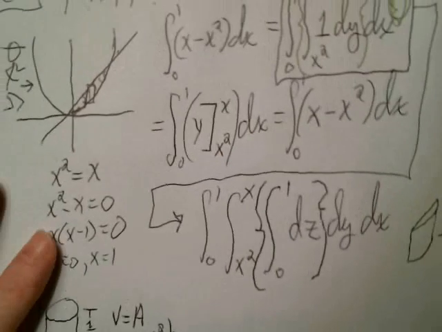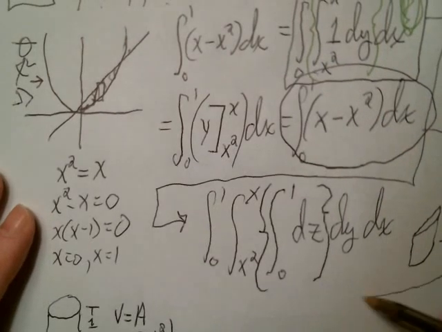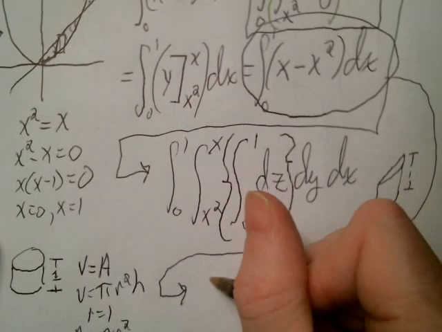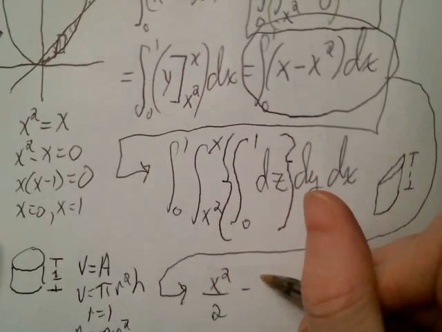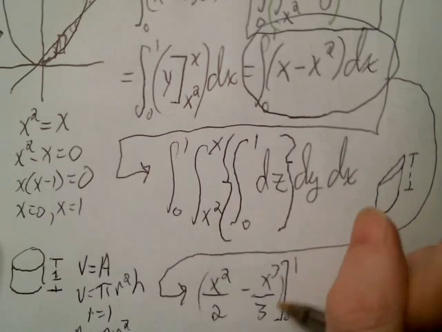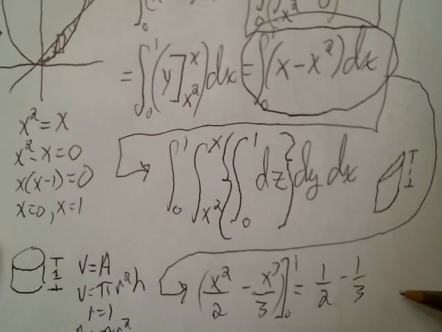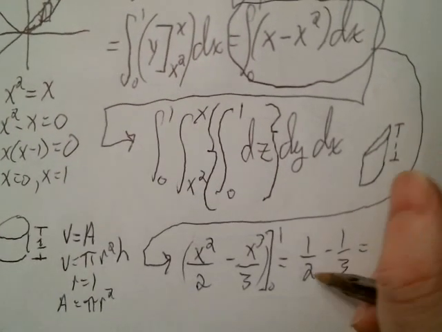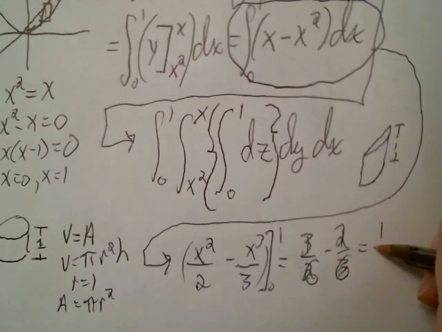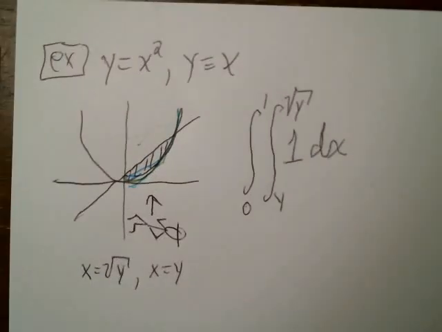So let's take this guy here and actually integrate the thing. So I'd get x squared over 2 minus x cubed over 3 from 0 to 1, which is 1/2 minus 1/3 minus 0 plus 0. And then this guy, I find a common denominator, right? So this will be 3, this is 2. This will be 1/6. So we better get the same answer with the other integral.